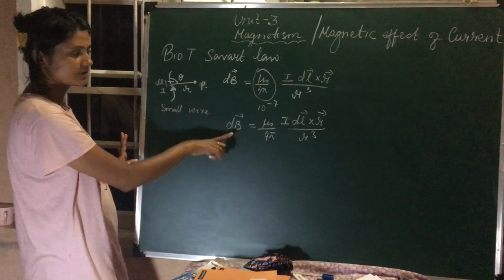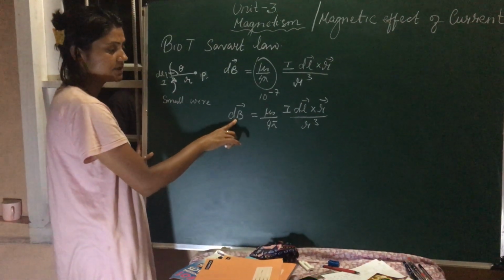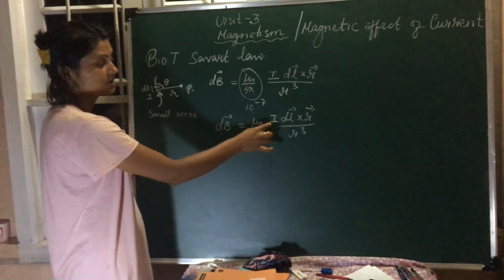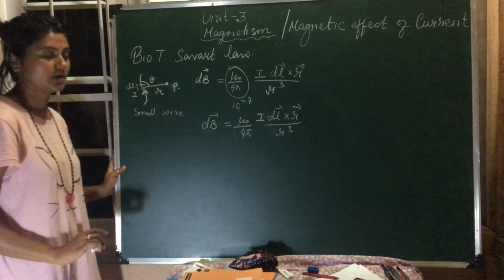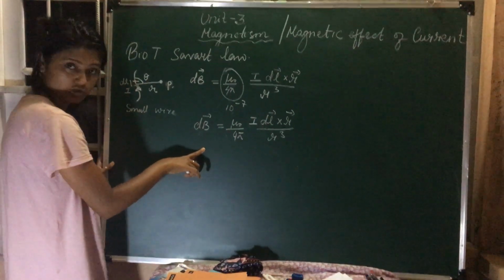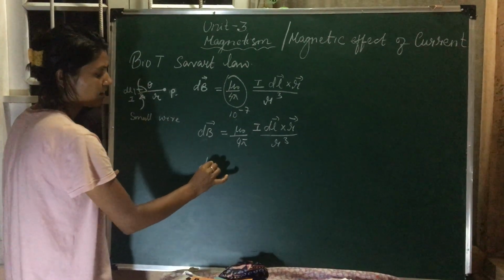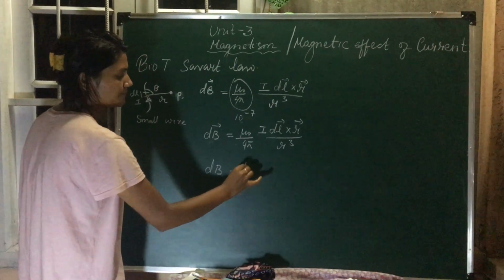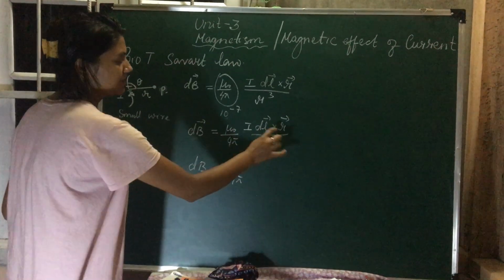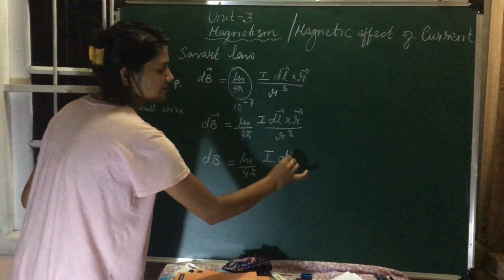I have written everything in terms of vectors. Magnetic field is a vector quantity. Mu 0 by 4 pi is just a number, 10 to the power minus 7. Current is a scalar quantity, then dl cross r. If I write the same thing in terms of magnitude, if I just want to find the magnitude of dB, then how will I write this? Equal to mu 0 by 4 pi, in terms of magnitude, I dl and r. Cross product means sin theta will come.